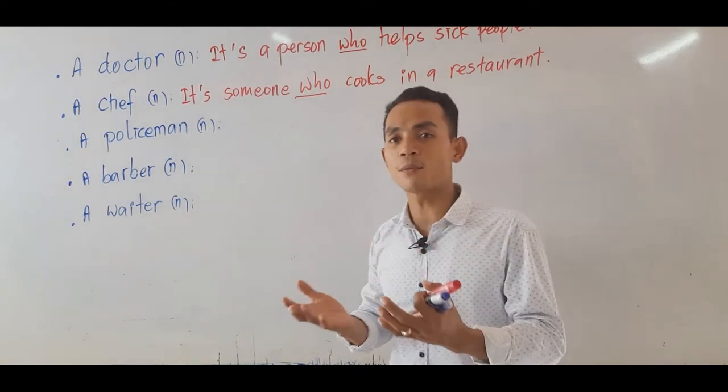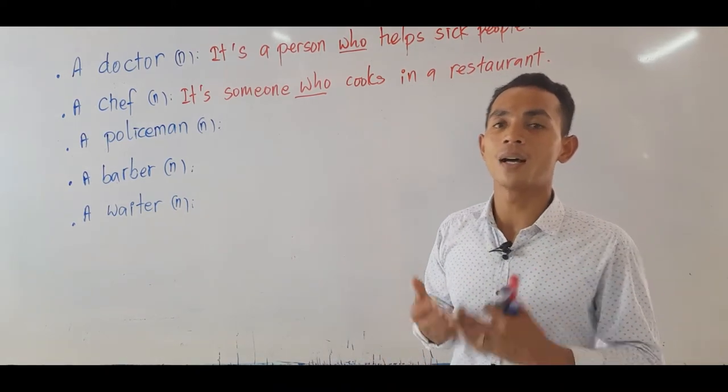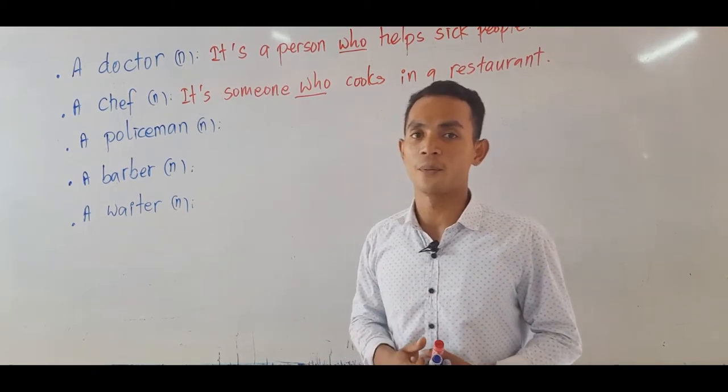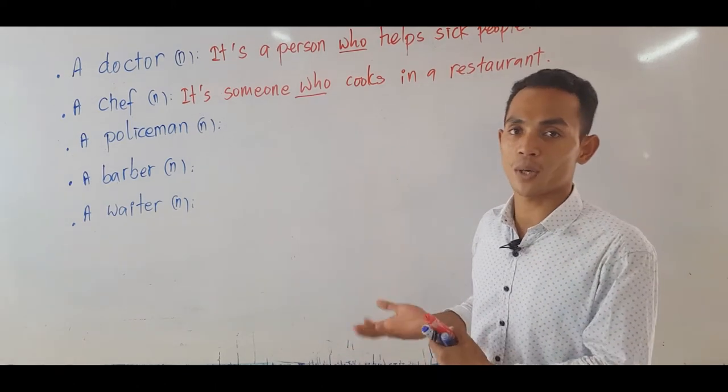It's someone who, or it's a person who. Example, a doctor is someone who works in a restaurant and helps six people. A chef is someone who cooks in a restaurant.